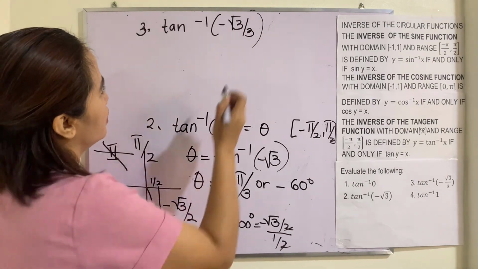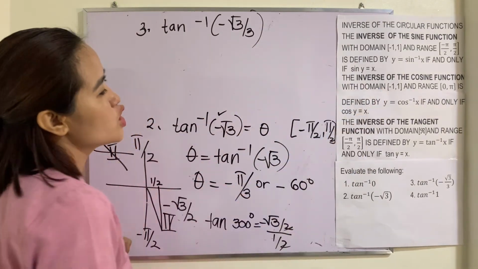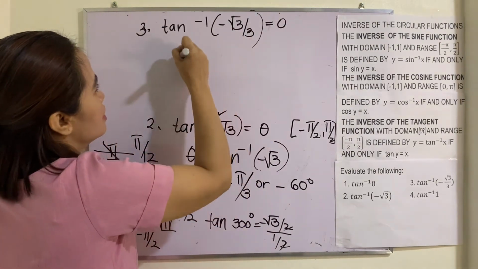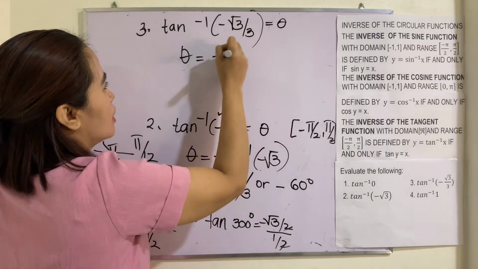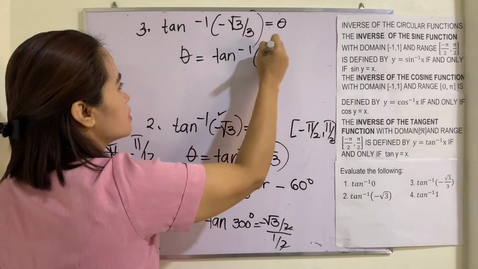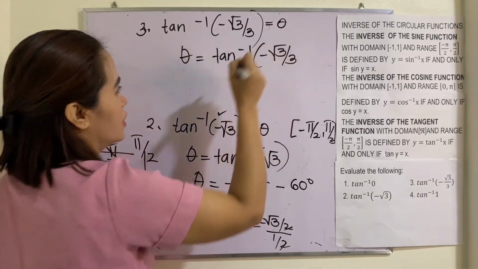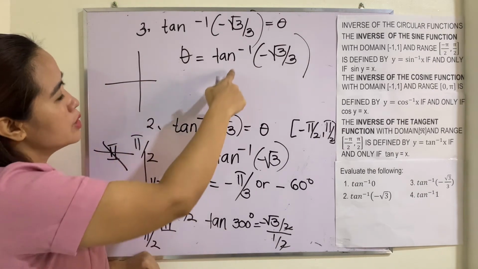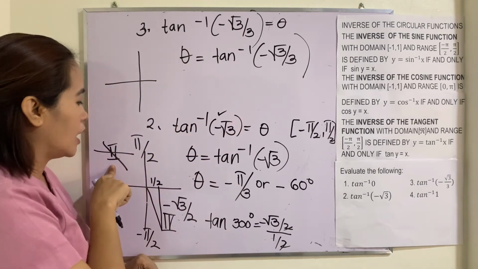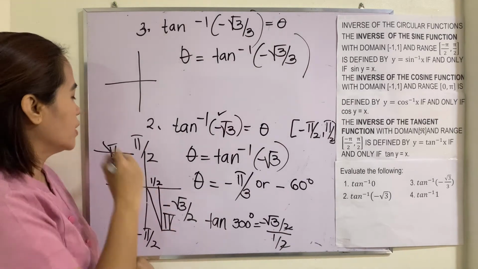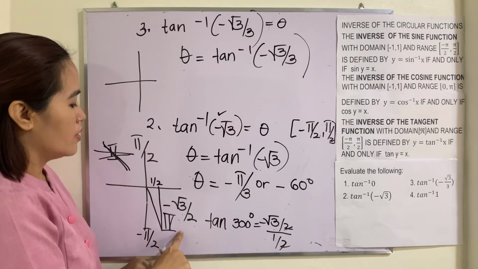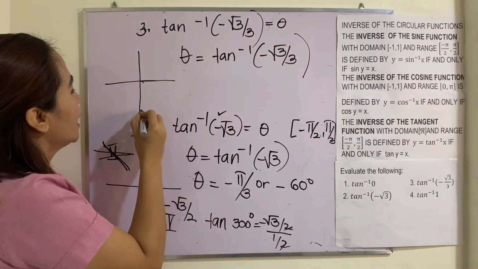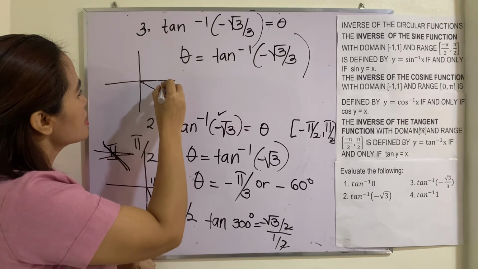Okay, let us go to number 3 now. Arctangent negative square root of 3 over 3. Again, that is possible because it is in between negative 1 to positive 1. This is theta. So we look for the value of theta in which tangent is equivalent to negative square root of 3 over 3. If I will be locating it, again, our tangent is negative, so it can be in quadrant 2 or quadrant 4. This one is not possible anymore. So this is, of course, the quadrant 4. And this is the angle.